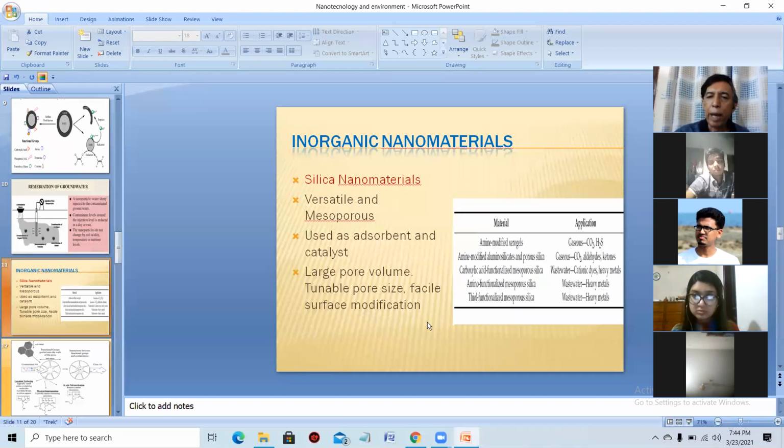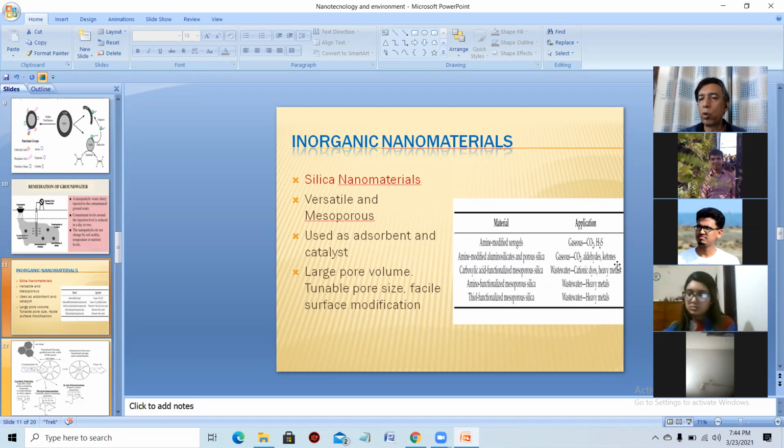You see, amine modified aerogel, their applications are in gaseous carbon dioxide and H2S. That means they can remove gaseous carbon dioxide or H2S from the environment. Amine modified aluminosilicates and porous silica can remove gaseous carbon dioxide, aldehydes, and ketones from the environment.